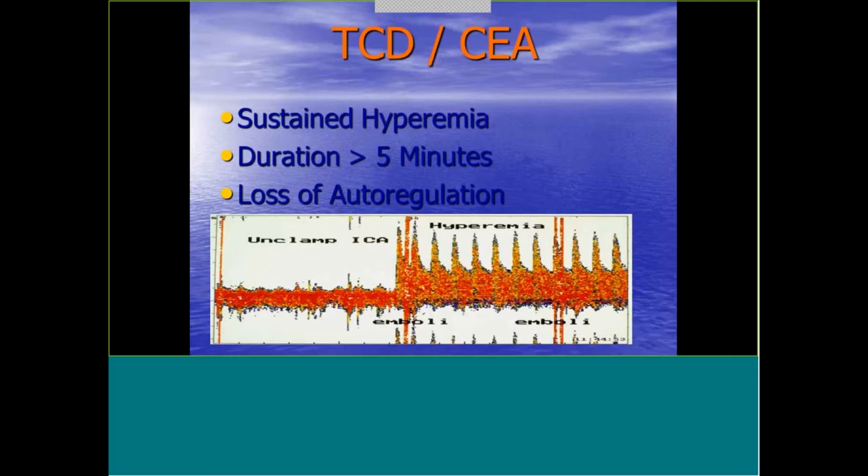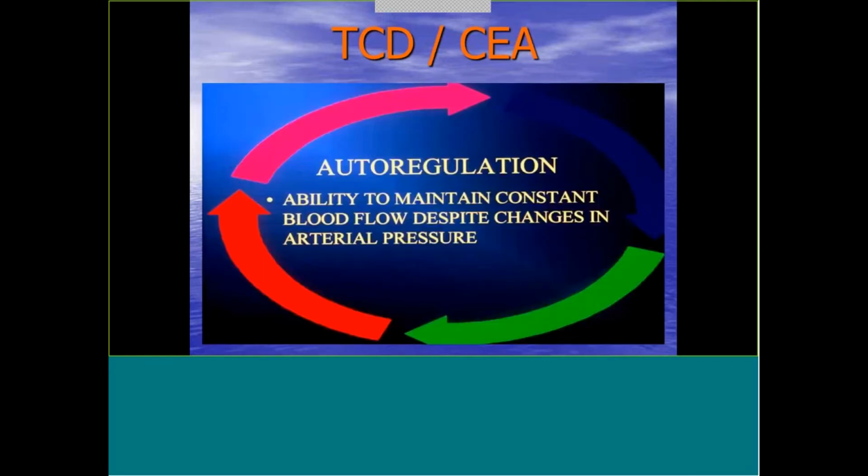And this is an example of that. You can see where the emboli are here. We unclamped. You can see how low my flows were. And we've got this high flows with the emboli. This is some emboli here. Okay? So if you have sustained hyperemia, you want to let somebody know about it. You don't want to just sit there and say, well, it's hyperemia. You've got to let somebody know.